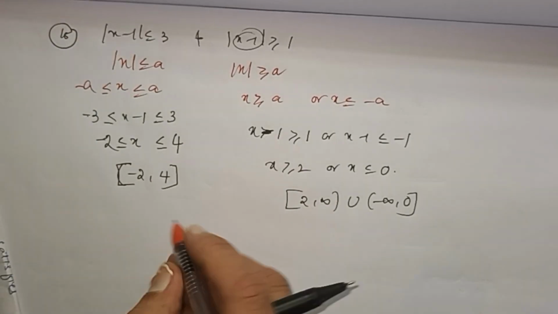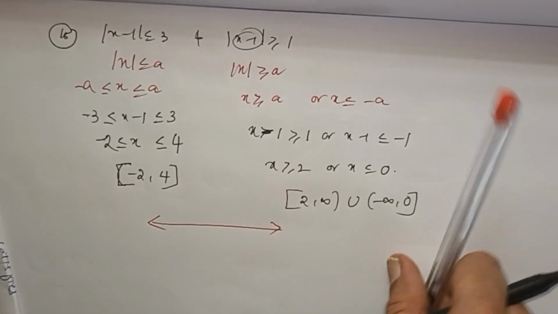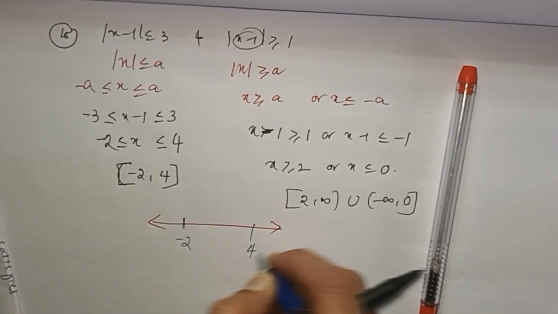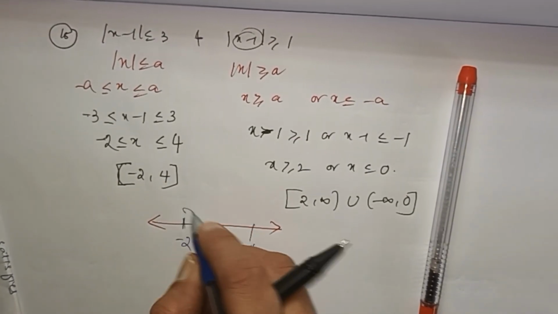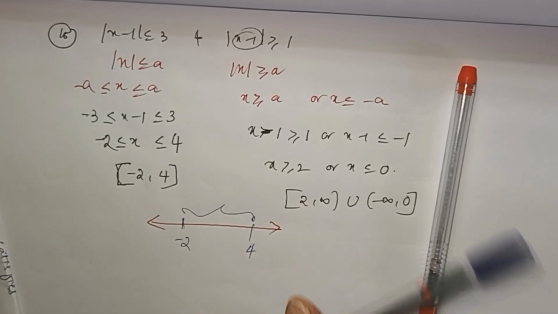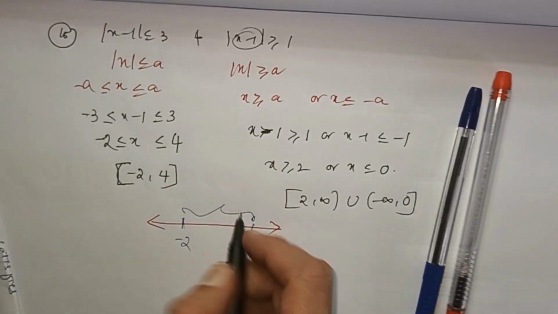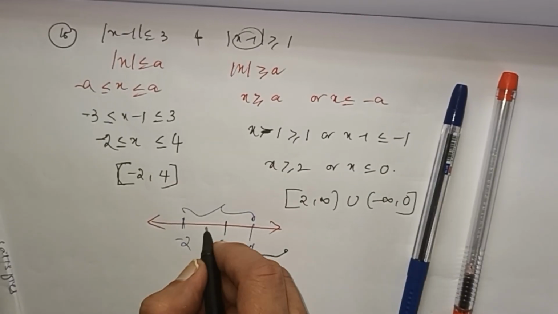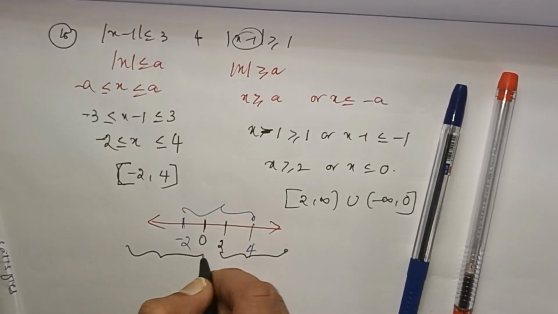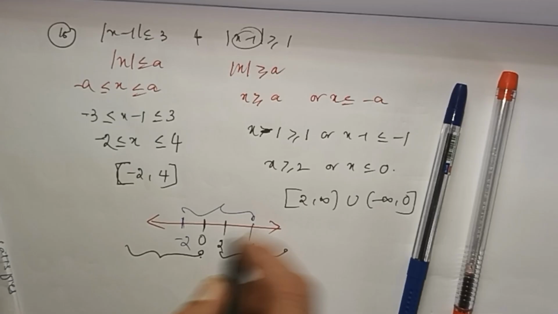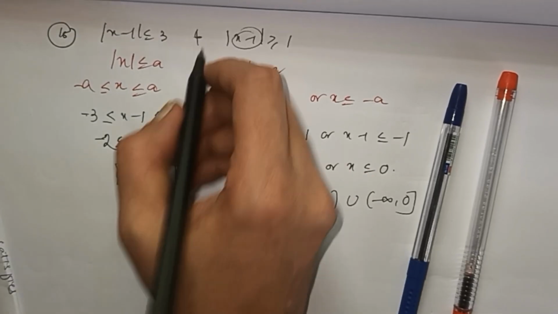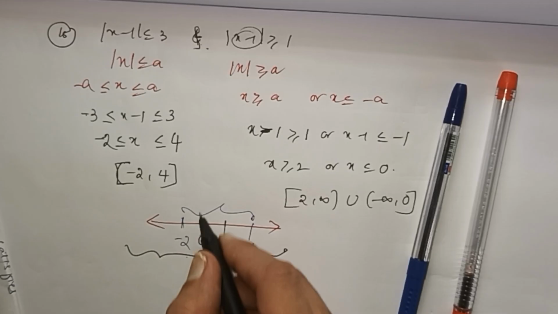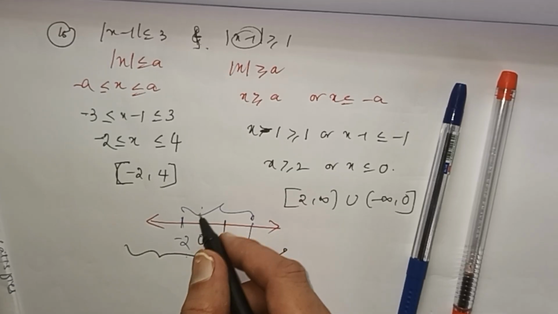So on the number line what you will get is minus 2 and 4. This is the solution set of the first inequality, minus 2 to 4. And here 2 to infinity. So 2 somewhere over here, 2 to infinity, and minus infinity to 0. This is the solution of the second inequality. And means we need the common solution. Common solution means where both the black and this blue lines meet.